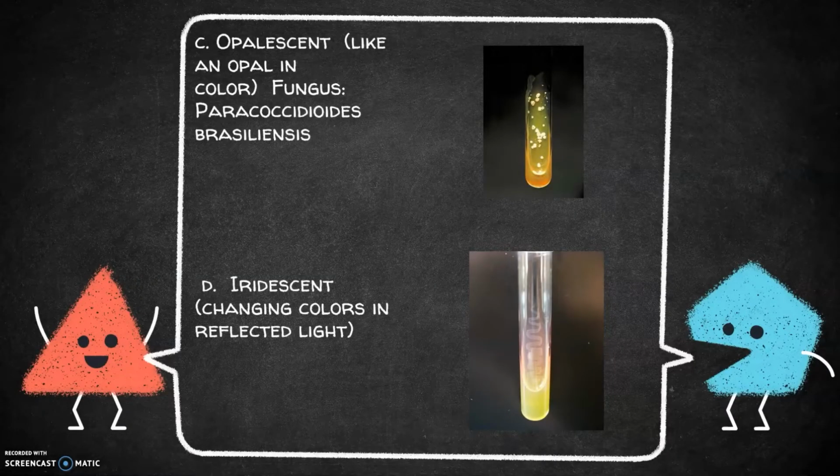Next is opalescent, that is like an opal in color. In this picture, we can see the fungus called Paracoccidioides brasiliensis. Next is the iridescent, that changes in color in reflected light.